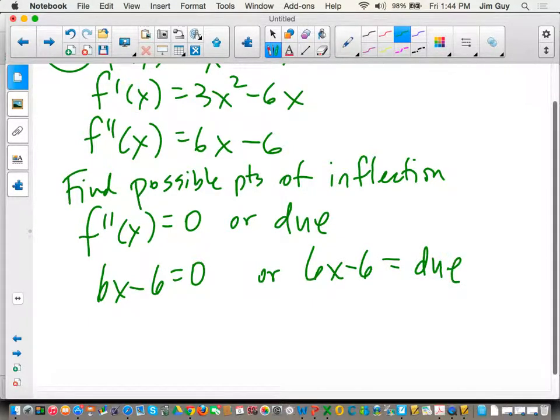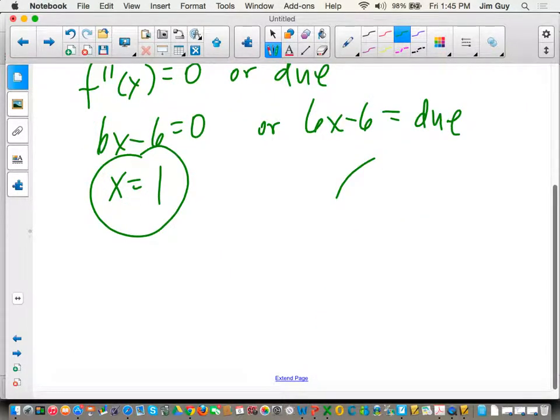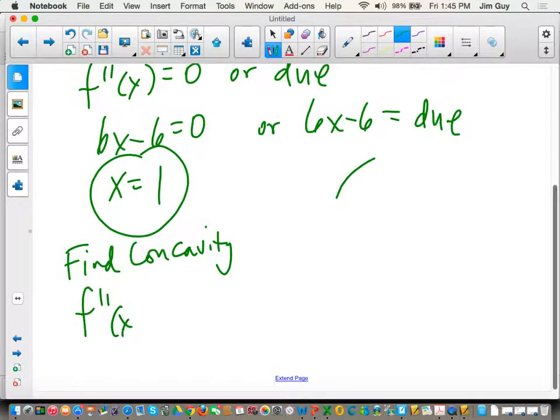Let's start with this one over here. Is there any value you can't put in for x? Is there anything that's going to make that does not exist? No. So there's nothing over here. Forget about that. Here we would solve and you're going to get 1. So there's your x value that is a possible point of inflection. Now we're going to check to see if it is. We're going to find concavity here. We're going to make a table for the second derivative.